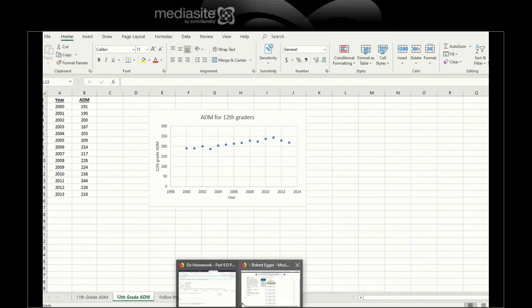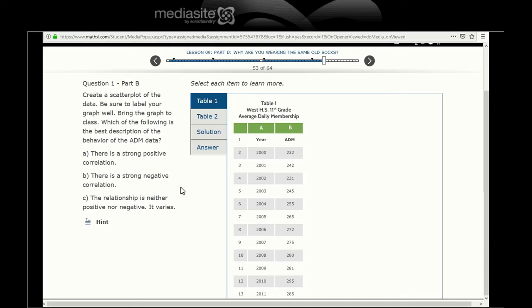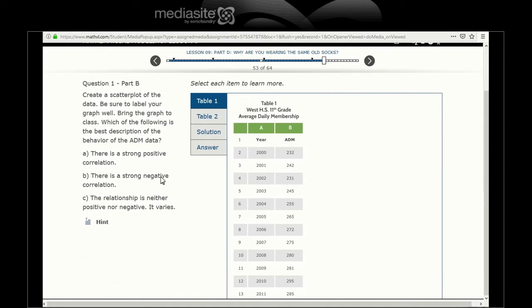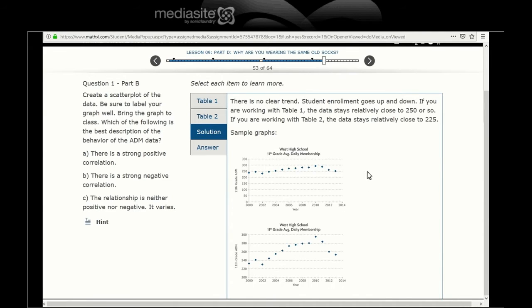So what are the options again? Strong positive, strong negative correlation. That is not strong. So I'm going to say neither positive nor negative. Same with 2. Okay. Oh, play with the scale. I'll show you how to do that in a second. No clear trends. Student enrollment goes up and down. If you're working table 1, it stays close to 250. Table 2 close to 225.